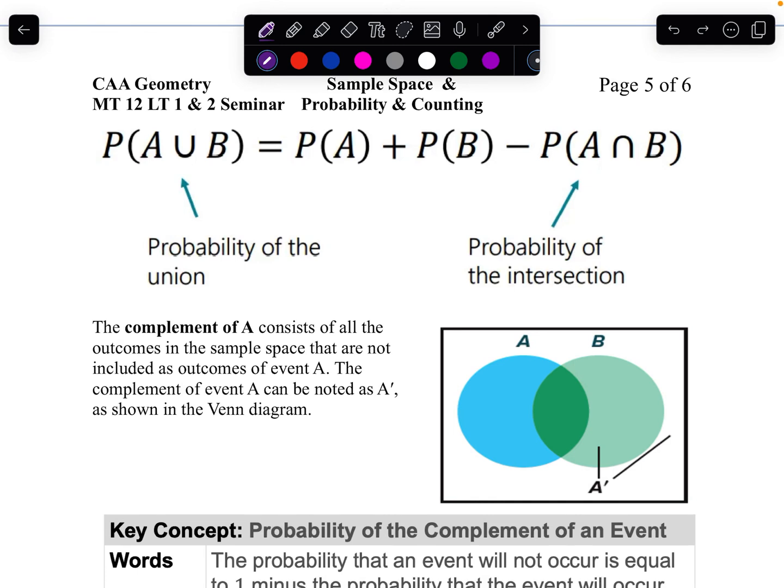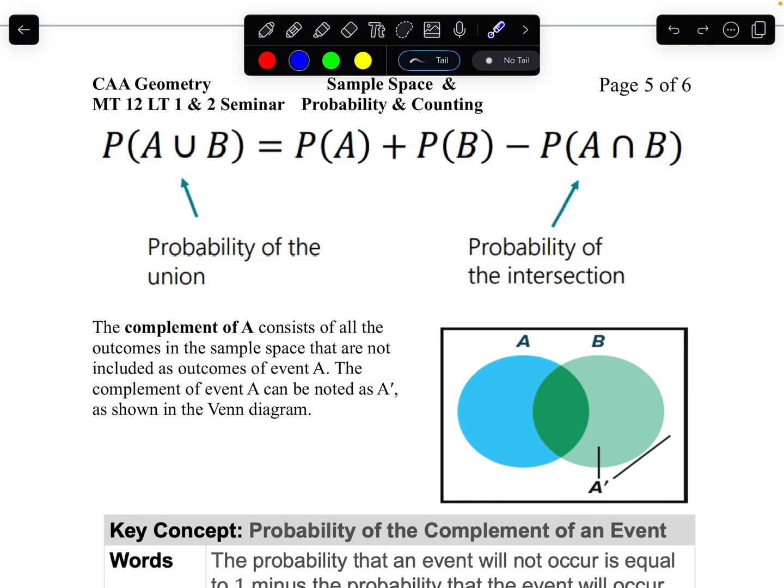To find the probability of a union, we do the same thing as we did counting, only we're going to do probability. So I'm going to take the probability of A plus the probability of B, then I'm going to subtract off where they intersect.